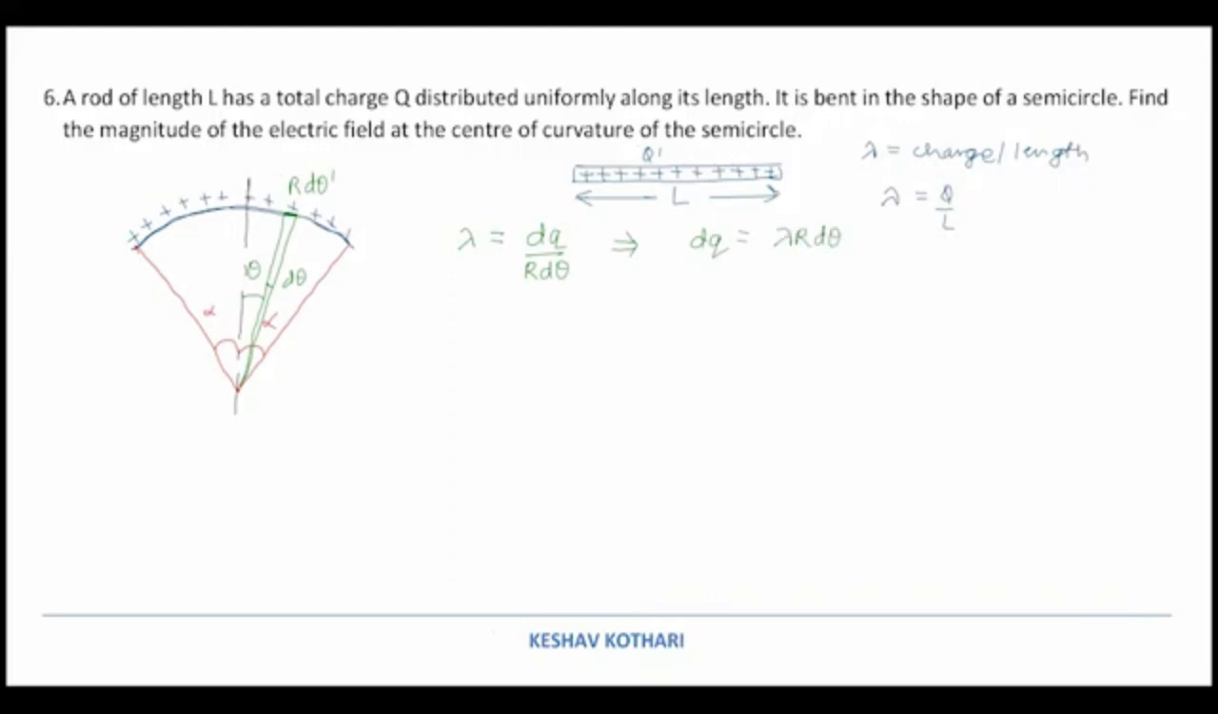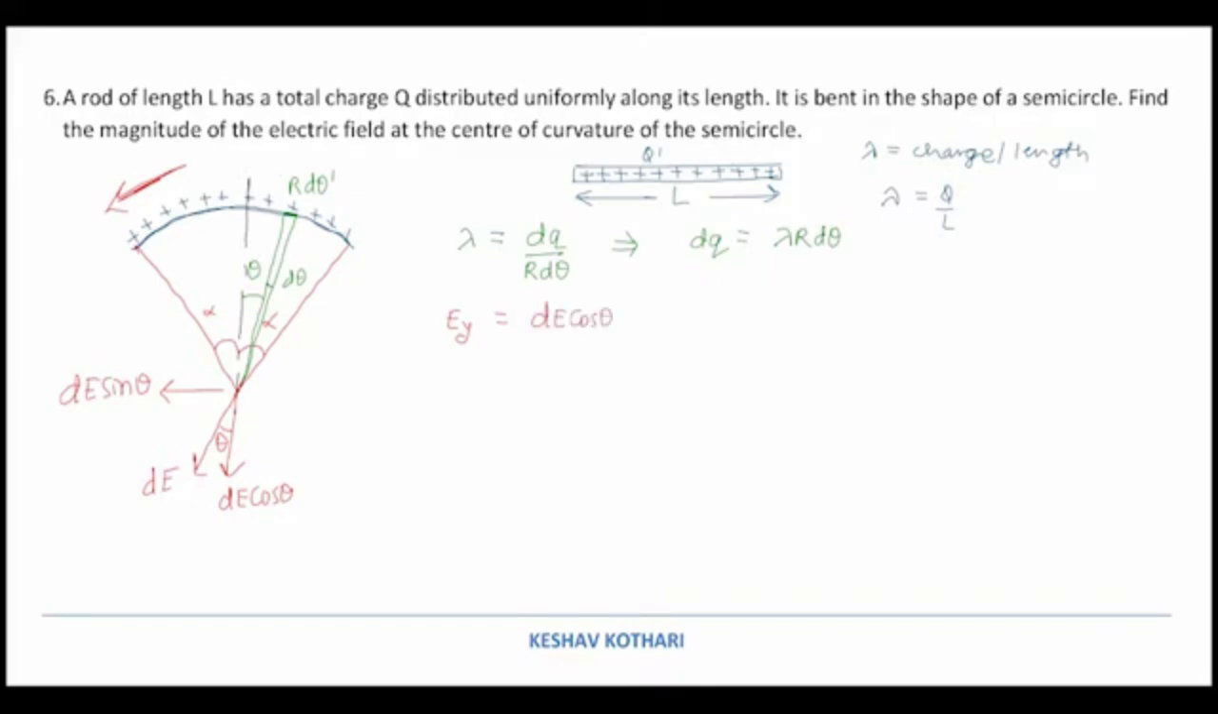Now due to this small charge, an electric field is produced in this direction, suppose dE. And there is a component of electric field which is going to act in this direction. This angle will also become theta and it can be written as dE cos theta. And the component dE sin theta is going to be balanced by the electric field on the other side. This portion is producing an electric field on this side, that portion is going to produce an electric field on the other side, and the net summation is going to be 0. So we are writing electric field along the y-axis as dE cos theta.